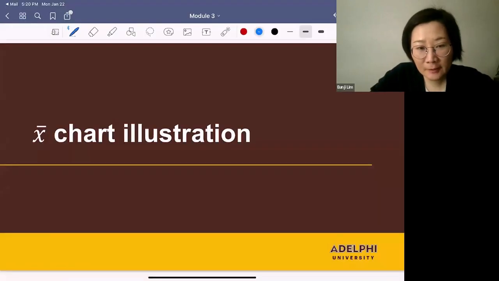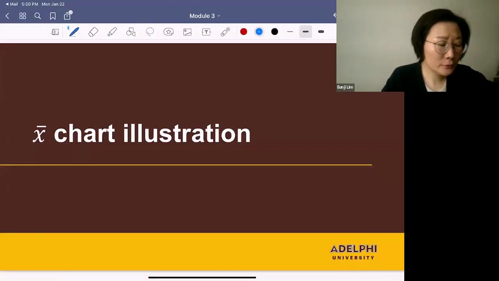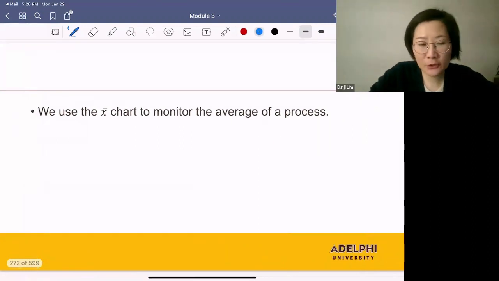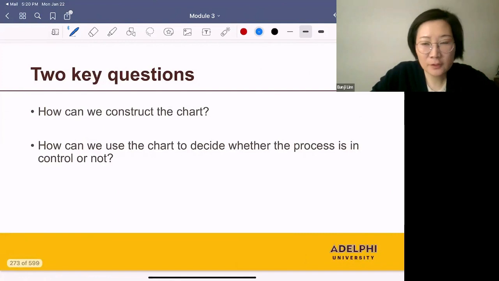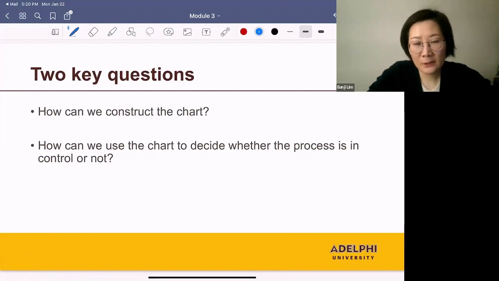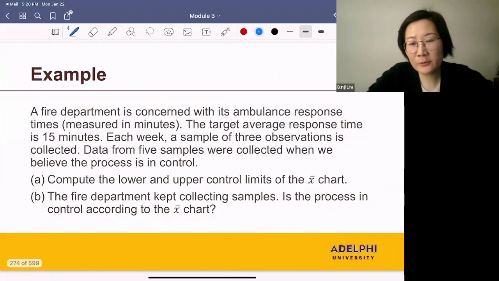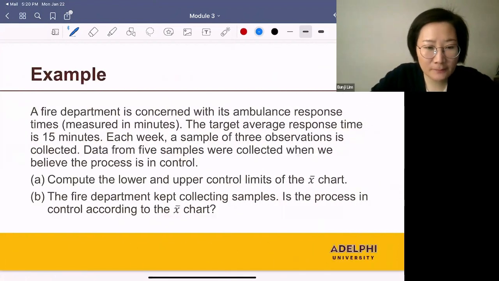Let's talk about the X-bar chart. We use the X-bar chart to monitor the average of a process. We have two key questions in mind. How can we construct a chart? How can we use the chart to decide whether the process is in control or not?